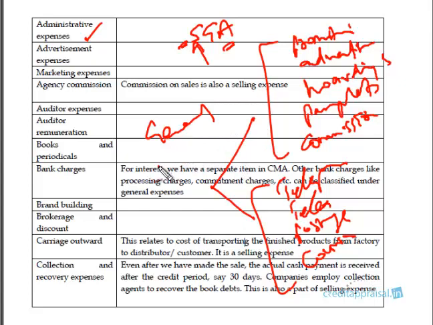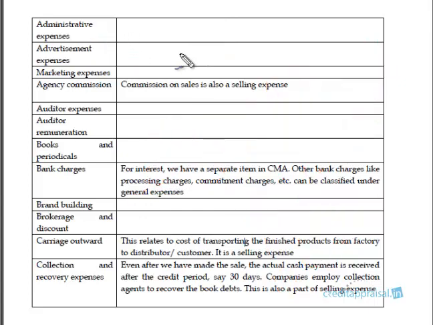For example, simply you have some gardening expenses. You have a garden and you are just maintaining the garden in your office premises. So that will be general expense. So general expenses are any expense that cannot fit into any other category. So administrative expense you can put it under selling general administrative expense. Advertisement expense, as we have discussed, this will be under the selling general expense. Marketing expense, as we told, is an expense related to selling the product. So it will be a selling general administrative expense. Agency commission, we already discussed, commission on sales is a selling expense.